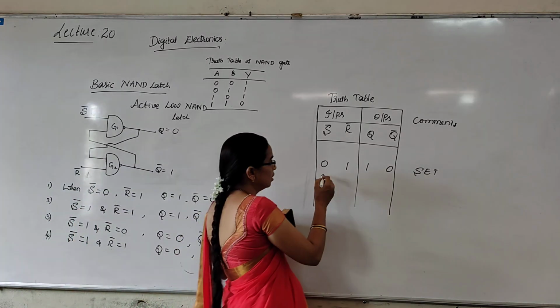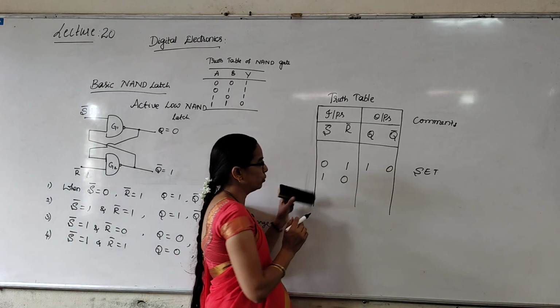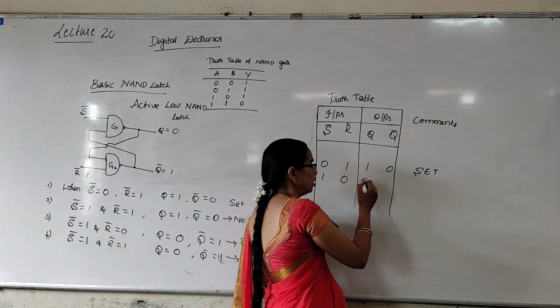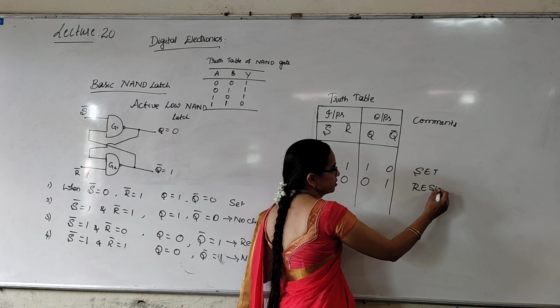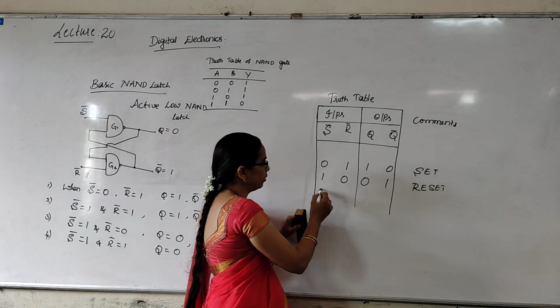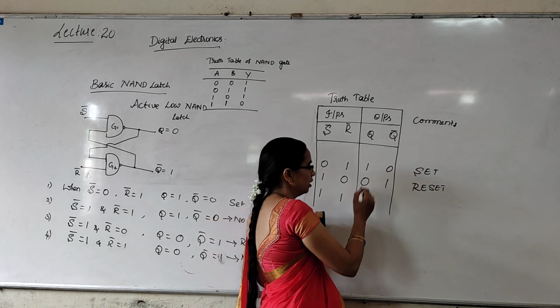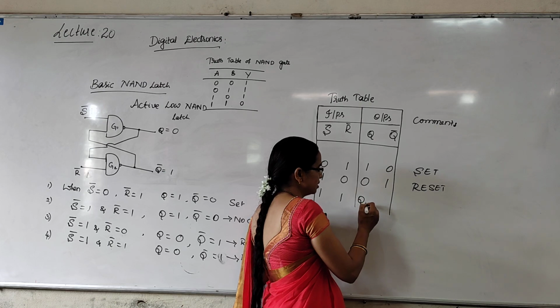When I made S bar is equal to 1 and R bar is equal to 0, it entered into 0 1 and it entered into the reset state. When I made both 1 and 1, the output remained the same.